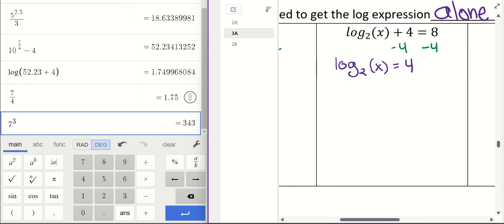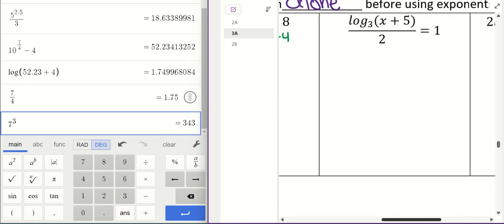Now that the log is alone, you are free to exponentiate. So base of 2, say goodbye. X equals 2 to the 4th power. 2 times 2 times 2 times 2 is 16, so we're good to go.